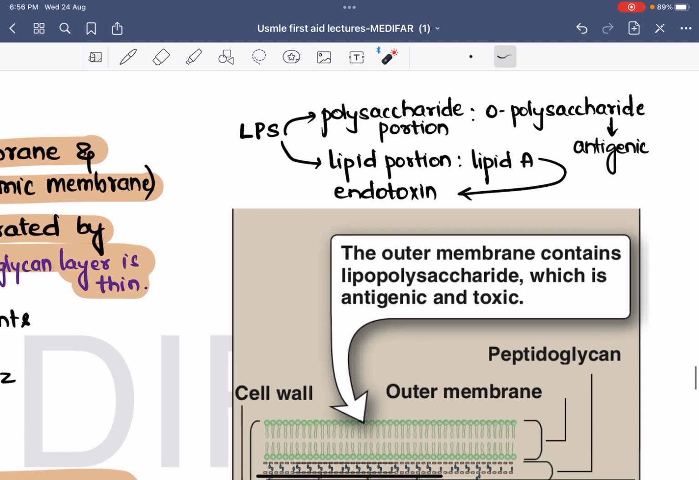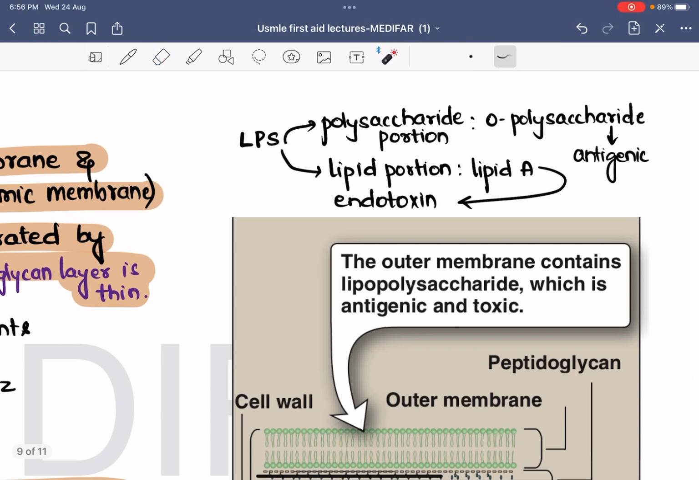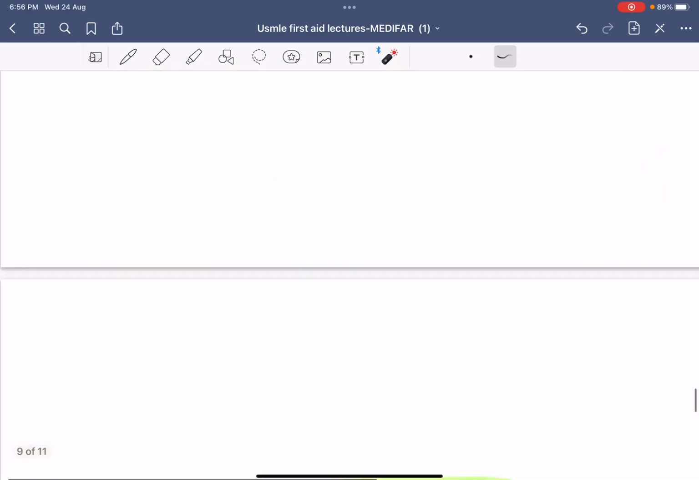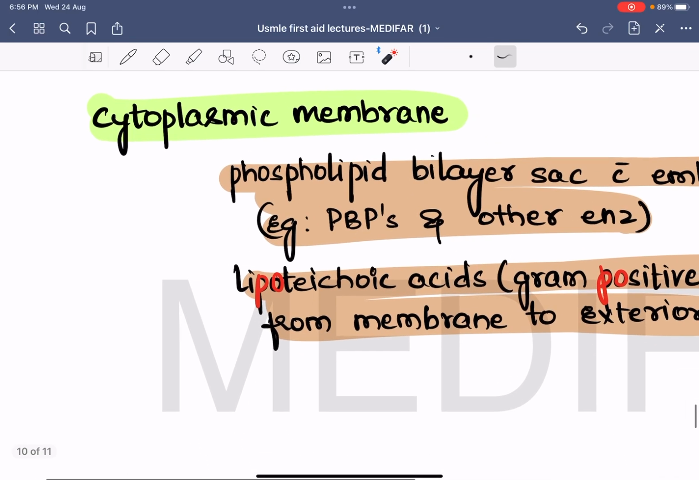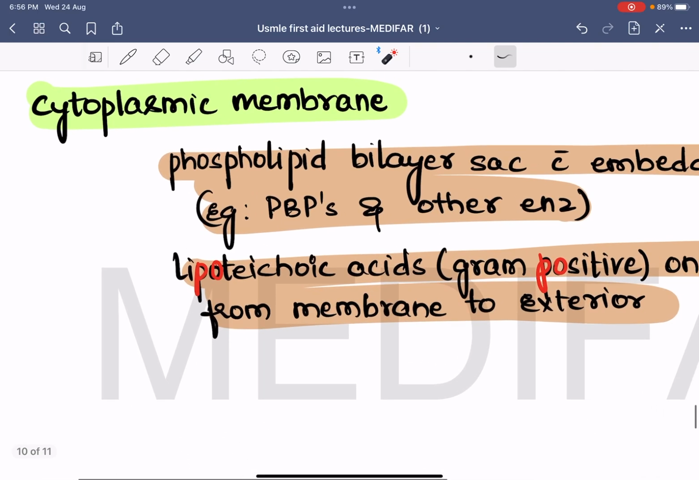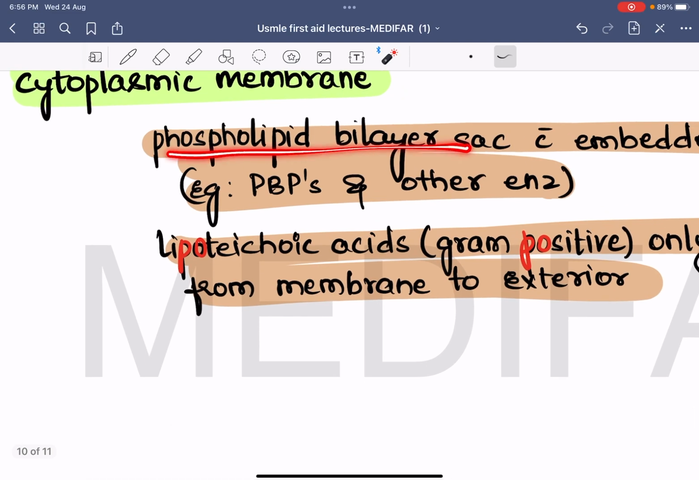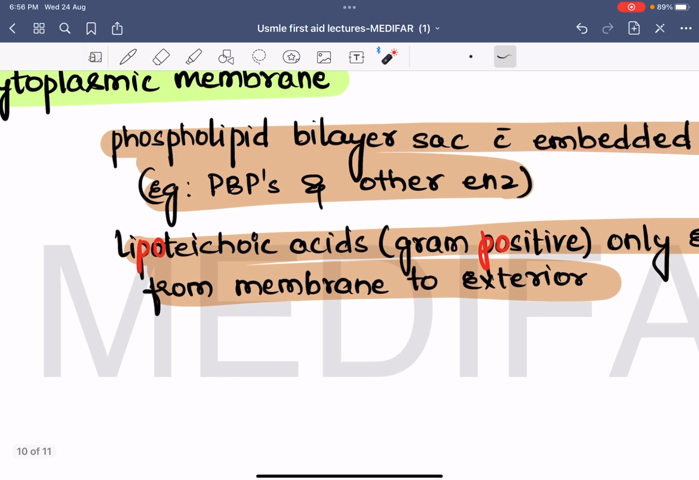Let us study lipopolysaccharides, which are in the outer leaflet. Lipopolysaccharide has a lipid component and a polysaccharide. The lipid portion, lipid A, is an endotoxin. The polysaccharide portion is antigenic. So we are completed with the important part, that is the cell wall. Now below that, what do we have? The cytoplasmic membrane. We already know it has a phospholipid bilayer with embedded proteins. What kind of proteins? It has penicillin binding proteins and other enzymes.